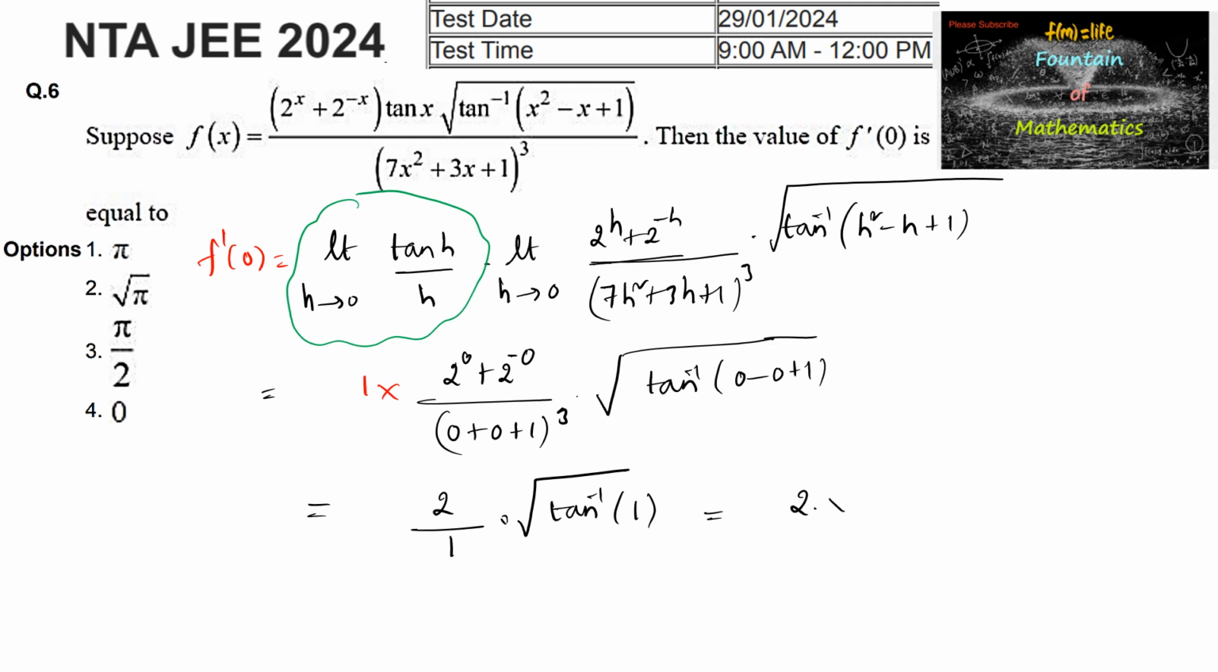So 2 times tan inverse of 1 is pi by 4. So we can add 2 into root pi divided by square root of 4 is 2. So we can give the answer as root pi. So we can go with option B, root pi.